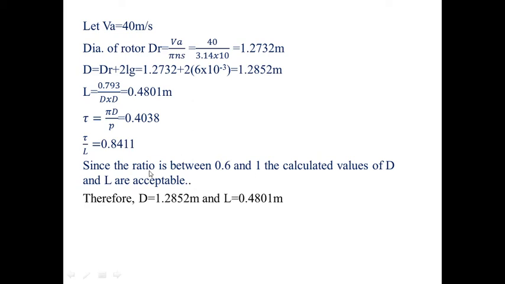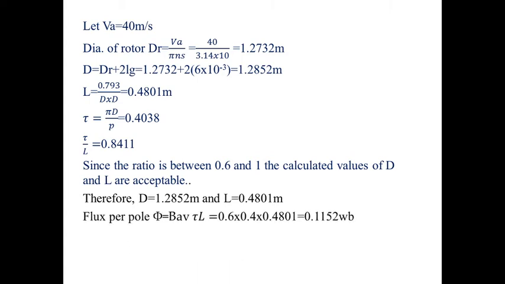Therefore the calculated values of D and L are acceptable, and the D value is chosen as 1.2852 meter and L is 0.4801 meter. This is acceptable because, if you see the statement of the problem, it is given that the ratio of pole pitch to core length should be within 0.6 to 1. If you take peripheral speed as 40 meter per second, you will be getting the value of that ratio within that range. So the calculated values of D and L are acceptable.